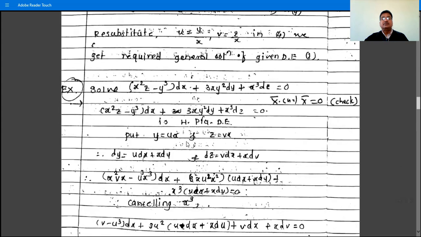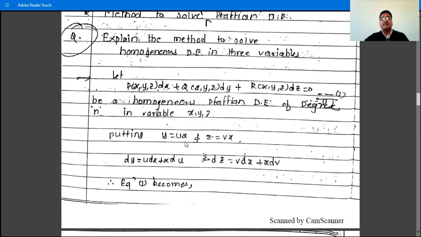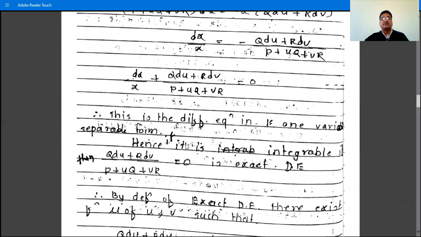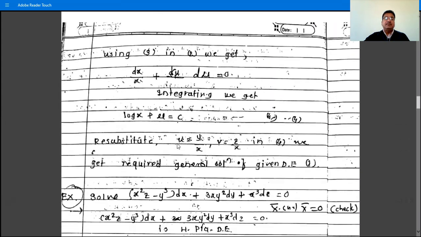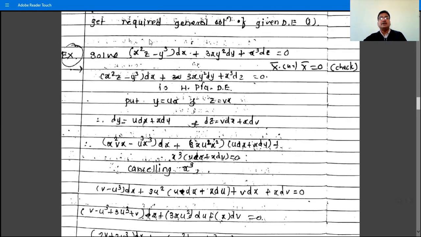So the question is what? Explain the method to solve the homogeneous Pfaffian differential equation in 3 variables. So the problem on this method, solve this problem. So this is the homogeneous Pfaffian differential equation. Why is this a homogeneous Pfaffian differential equation?